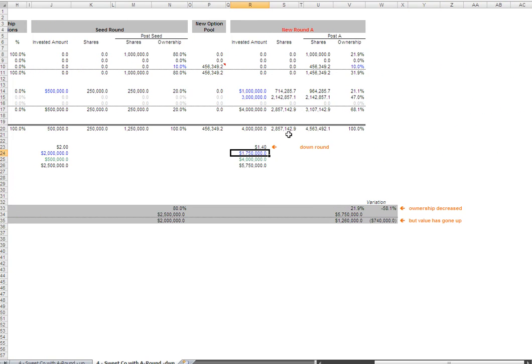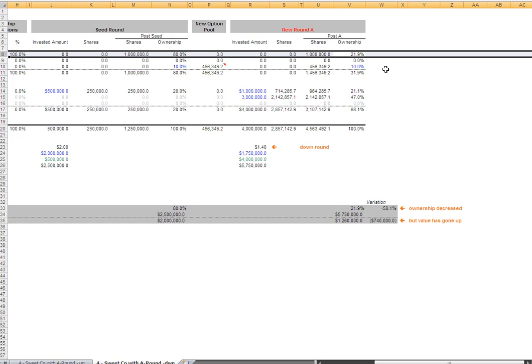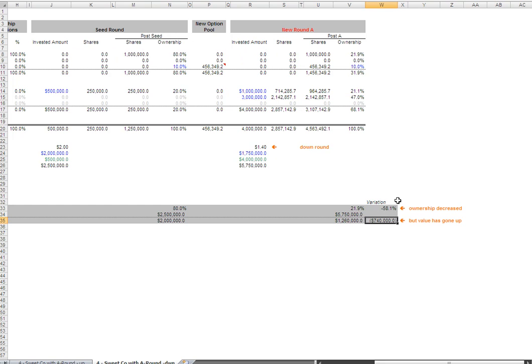Now imagine that instead of it being worth 3.5 million, it's actually a down round, meaning that that $500,000 didn't create that same amount of value. Now the founders own even less of the company, and if you look at the actual value that they've lost, it's about $740,000. So they went from owning about 100% beforehand to only owning 22% afterwards, and the value that they have is lower.